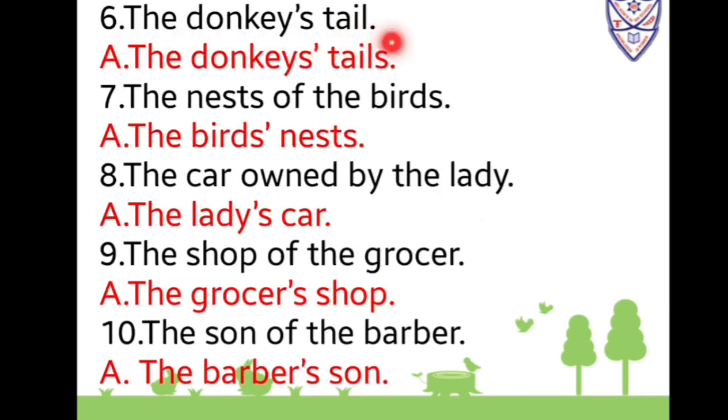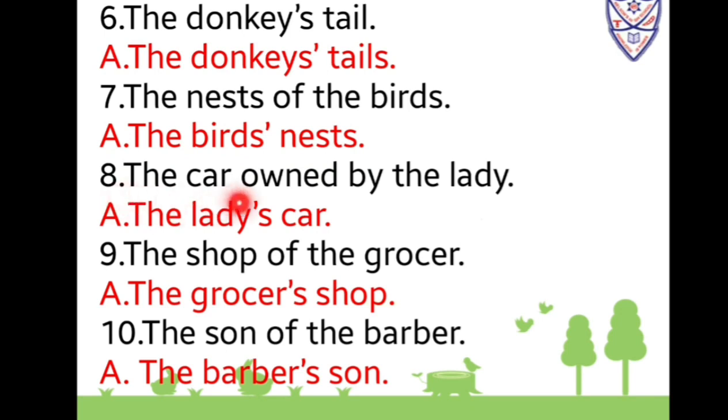Sixth one, the donkey's tail. Now over here, donkey is in singular form. Now to make this answer in plural possessive case form, after s we will put apostrophe sign. So it will become plural form as per rule number 3. Now seventh one, the nests of the birds. So the answer will be the birds' nests. Now over here we can see birds is already in the plural form. So what we will do, we will put an apostrophe sign after s to show the plural possessive case form. So the answer will become the birds' nests.